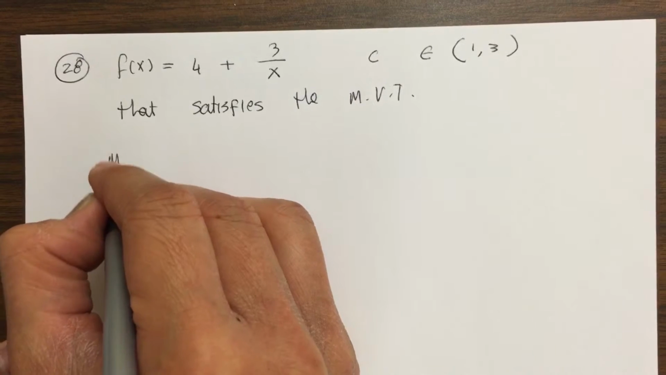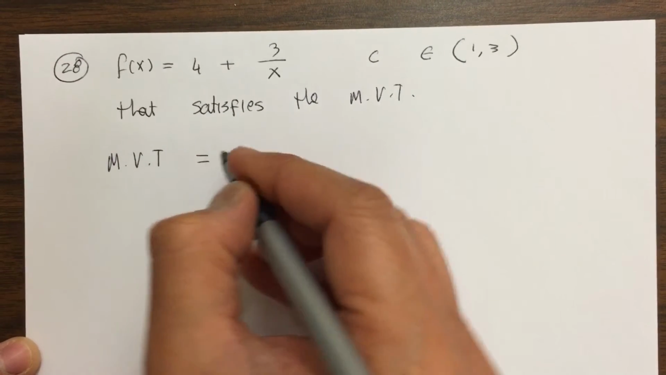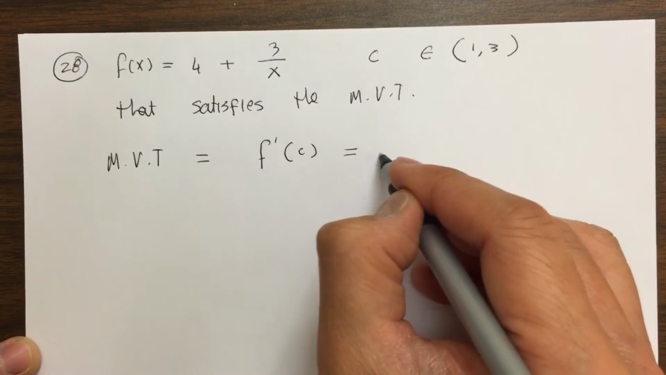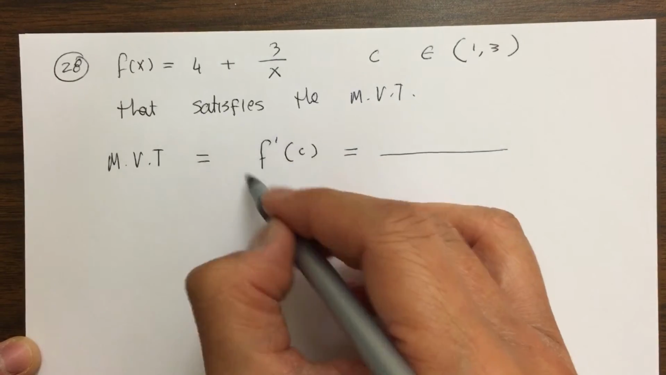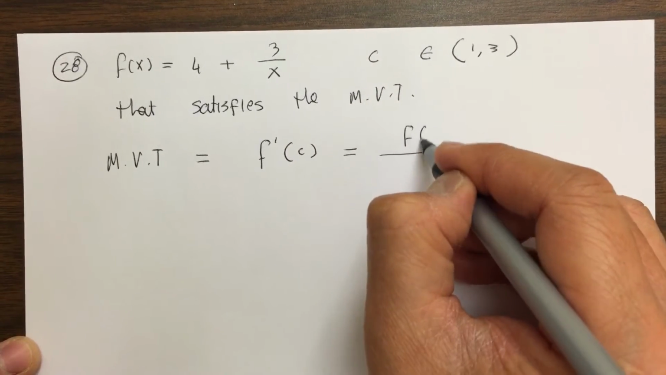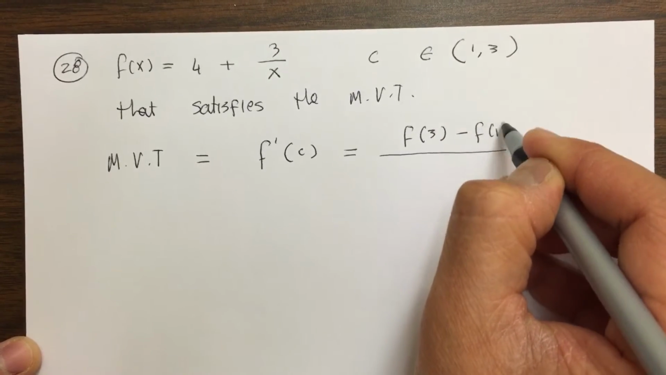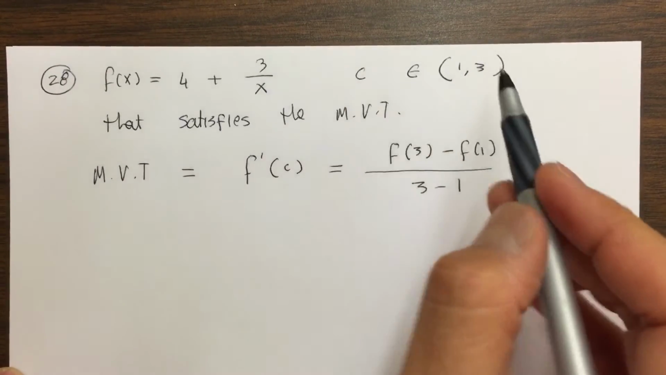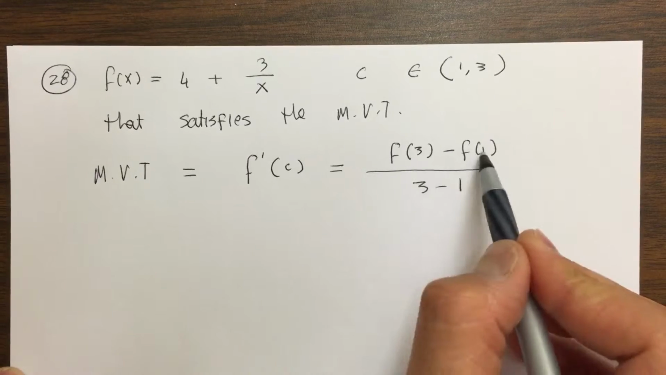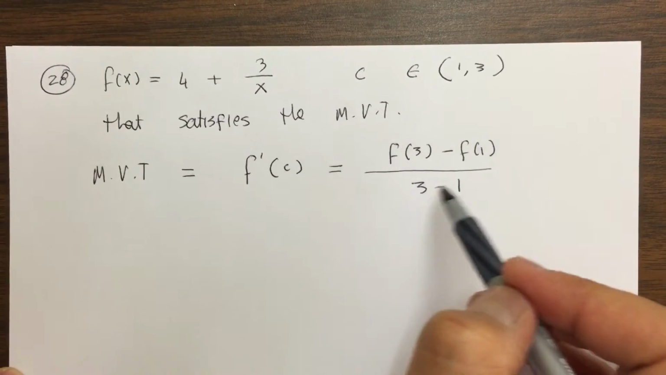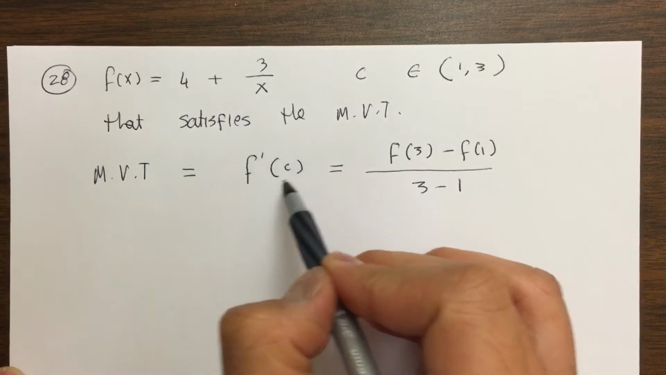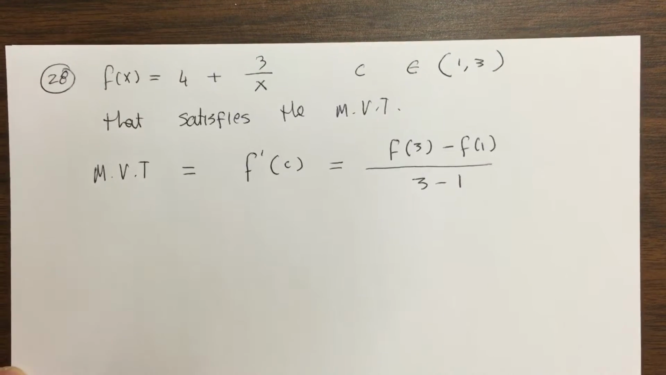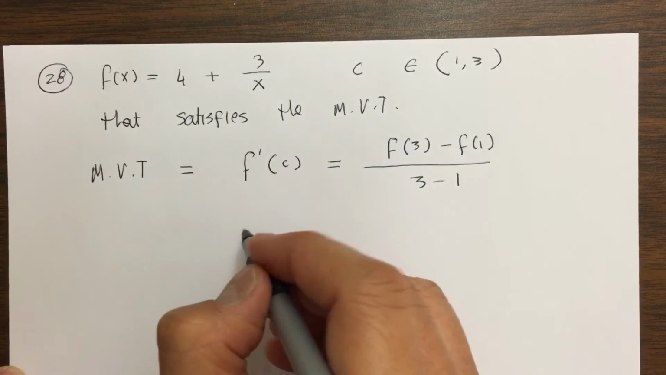If you recall what the mean value theorem says, there is some point c such that the derivative at that point equals the average rate of change of the function over the endpoints. So you plug 3 in there, plug 1 in there, that's how you find the change in y, and then you subtract to find the change in x. So the derivative at some point equals the average rate of change, or the slope. First we need to know what f of 3 is.